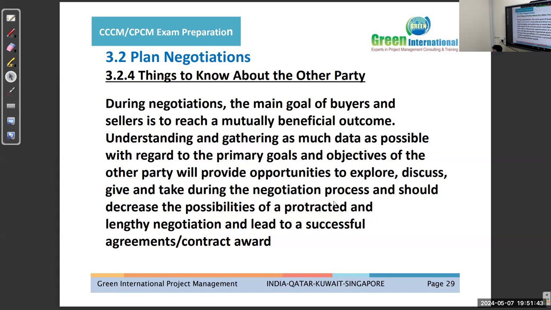We'll go through this slide. During negotiation, the main goal of buyer and seller is to reach a mutually beneficial outcome. Understanding and gathering as much data as possible with regard to the primary goals and objectives of the other party will provide opportunities to explore, discuss, give and take during the negotiation process, and should decrease the possibility of protracted and lengthy negotiation and lead to successful agreements and contract award.